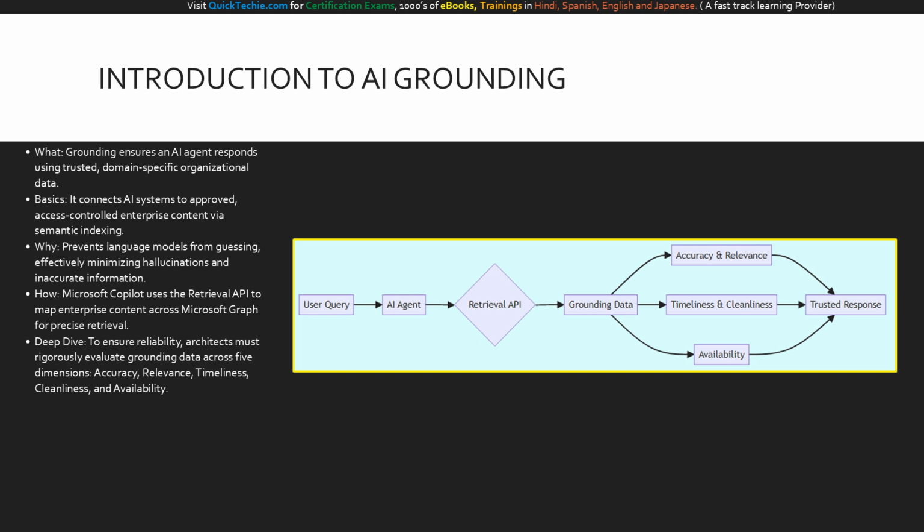From there, the data flows through our evaluation filters: accuracy, relevance, timeliness, cleanliness, and availability. Only data that successfully passes these strict quality dimensions is allowed to proceed. Finally, this filtered, high-quality context is fed back into the generative model, resulting in the final node on the right, a trusted response. This diagram visually emphasizes that the quality of the final output is completely dependent on the rigorous filtering of the underlying organizational data.